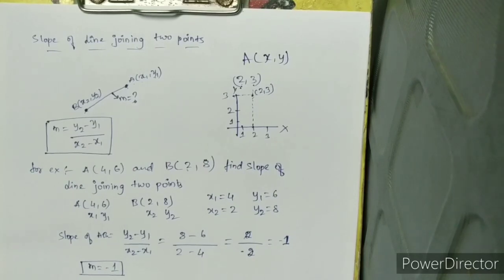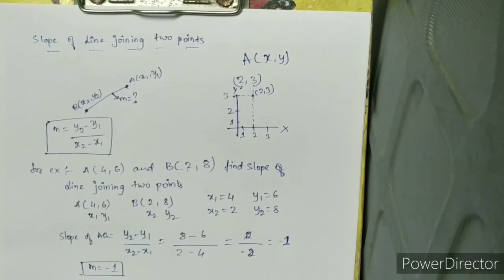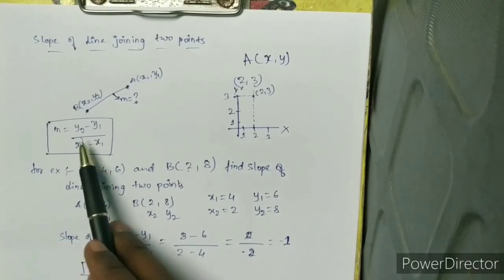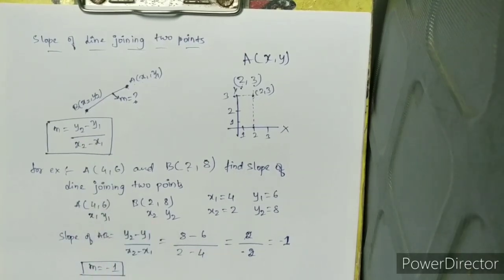So this is how it is. When 2 points are given and you are asked to find the slope of the line joining those 2 points, you have to use this formula, m is equal to y2 minus y1 divided by x2 minus x1.